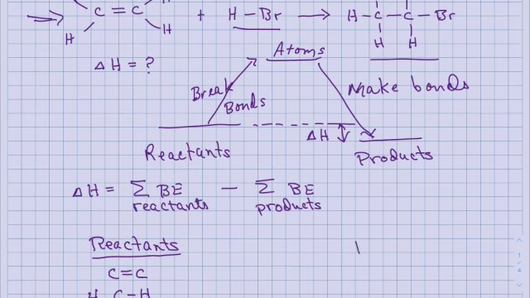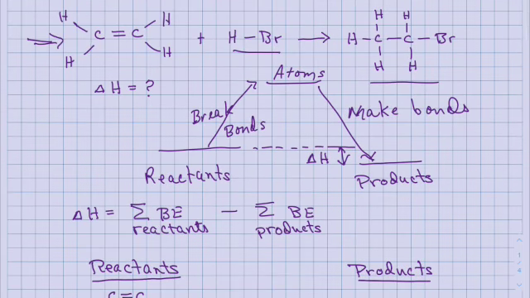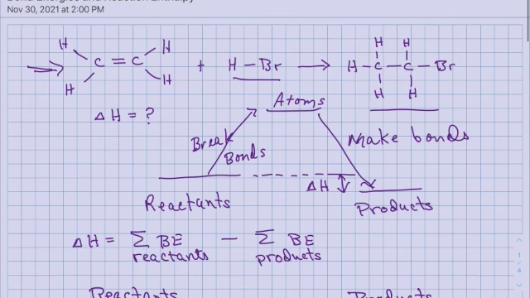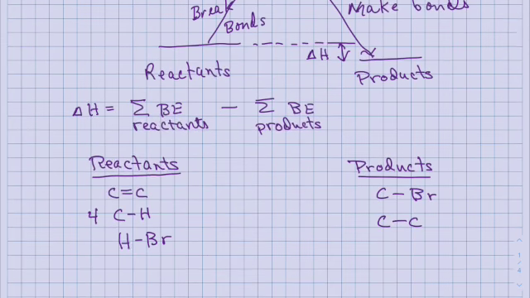Okay, now we look at our products. We're going to notice that I've got a carbon-bromine bond, a carbon-carbon bond, and 5 carbon-hydrogen bonds. All right, so now that I've determined all the bonds present, I need to look up my bond energies.